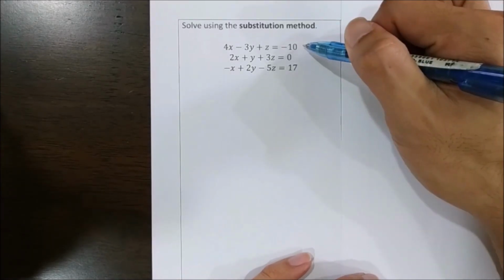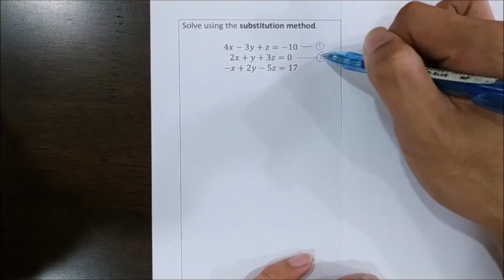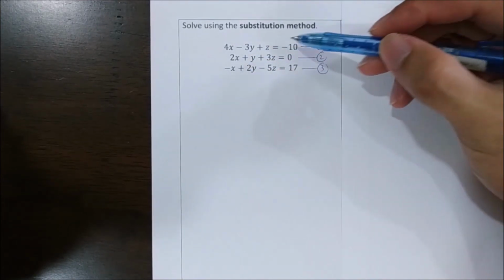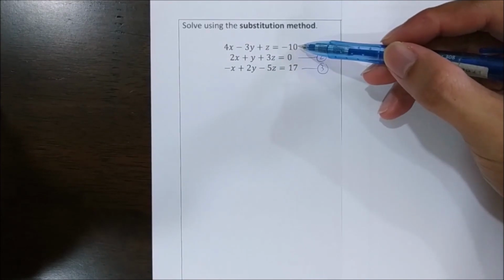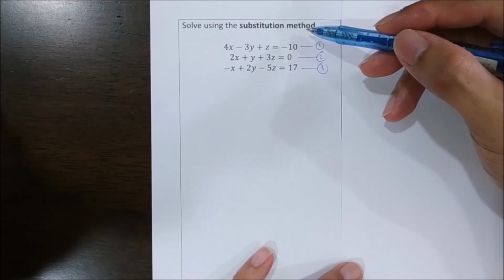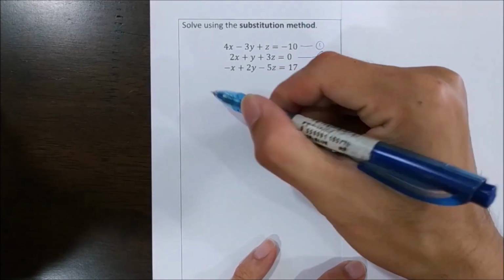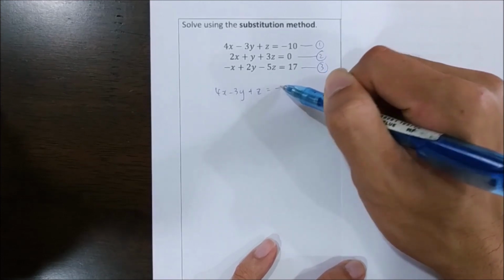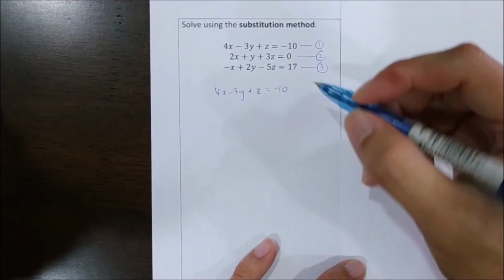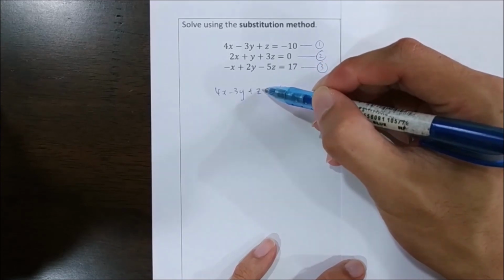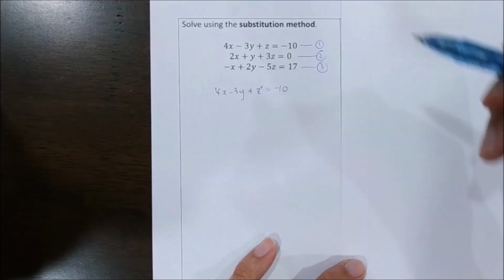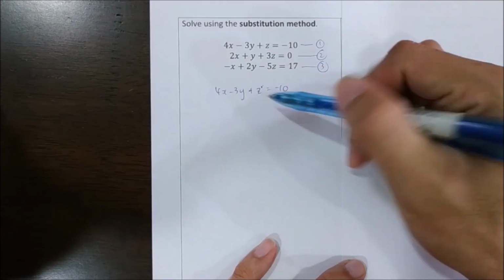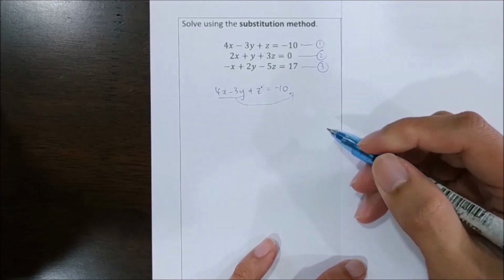So now we have the three equations over here where we label them as equation number 1, number 2, and number 3. Notice that all these equations have the same variables, which are x, y, and z. Now we take equation number 1, 4x minus 3y plus z equals negative 10. And we try to pick a variable, either x, y, or z, as the subject. So here we take z as the subject. And we move x and y to the right hand side.